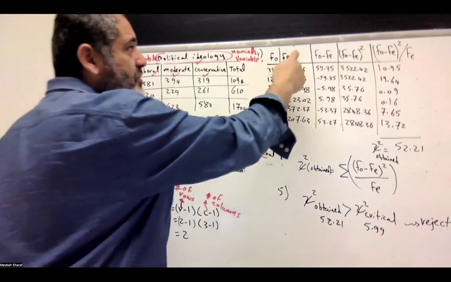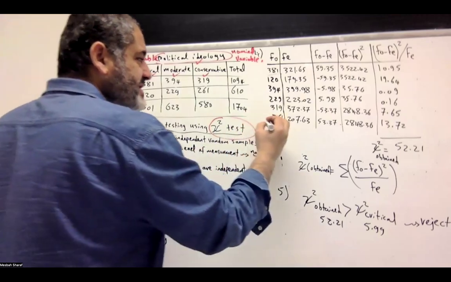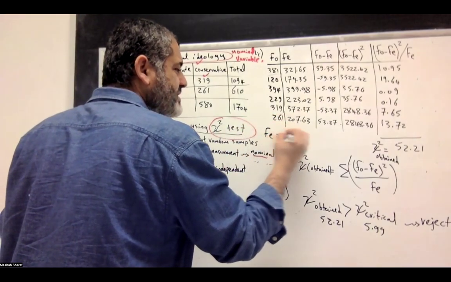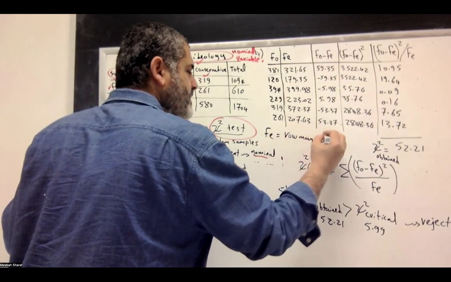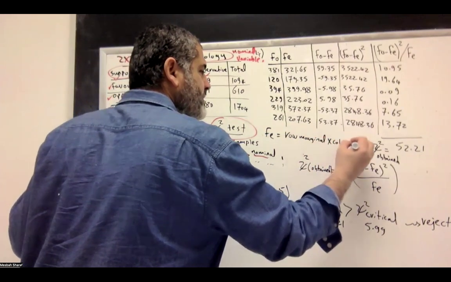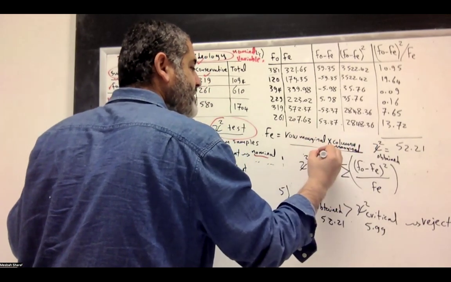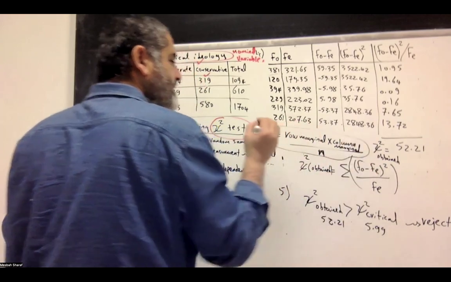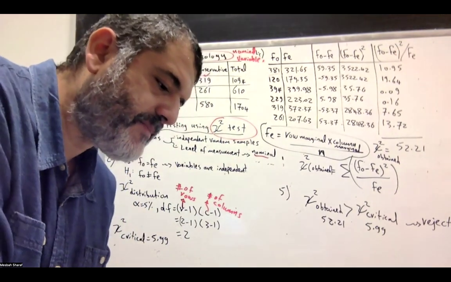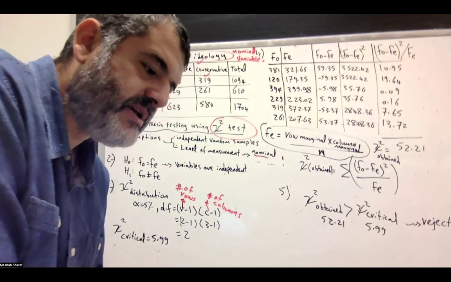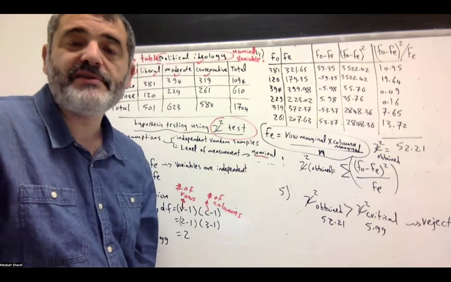What you need to calculate is the expected frequencies. And how to get the expected frequencies? There is a formula for that. The expected frequency is the row marginal times the column marginal, divided by N. That formula is also going to be given in the formula sheet.